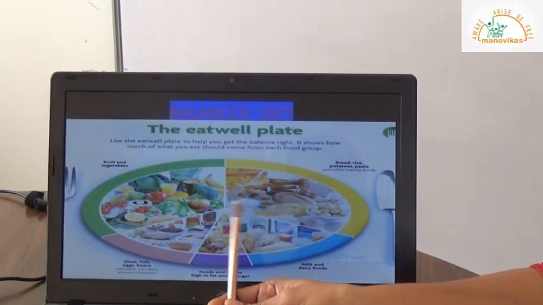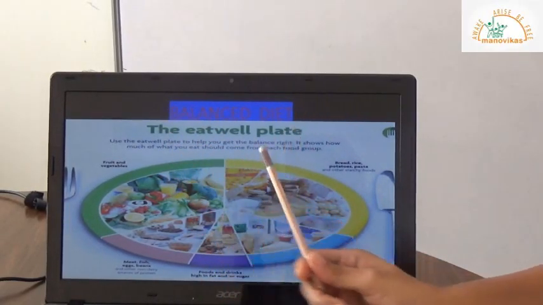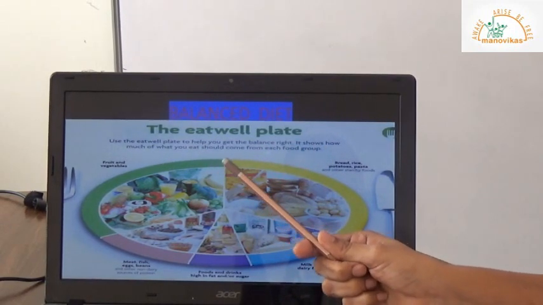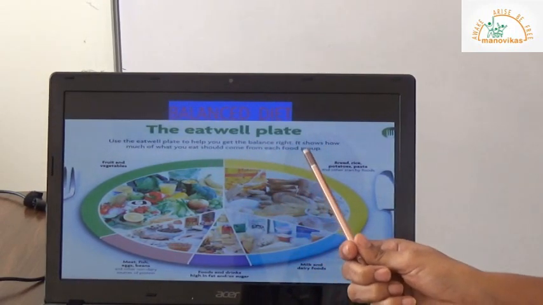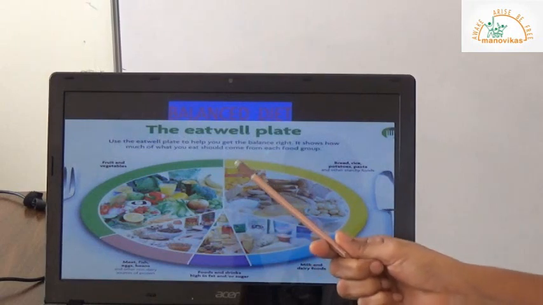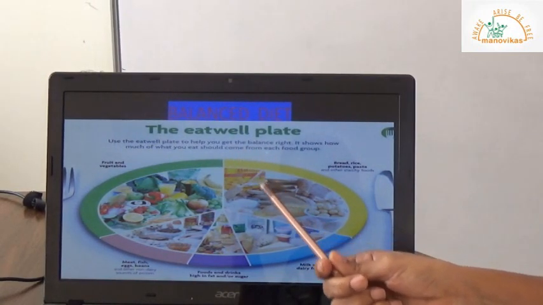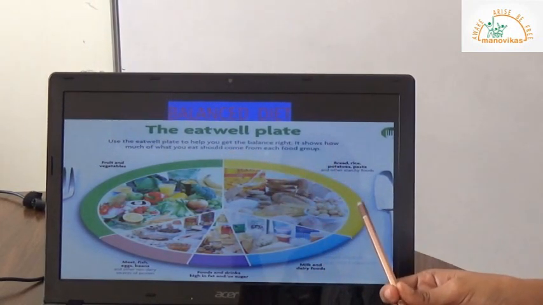Hello students, welcome back. In my last video, we studied the different nutrients in food and the importance of a balanced diet. I have a picture here of the Eat Well plate. It shows how much of what you eat should come from each food group. We have a section marked in yellow.